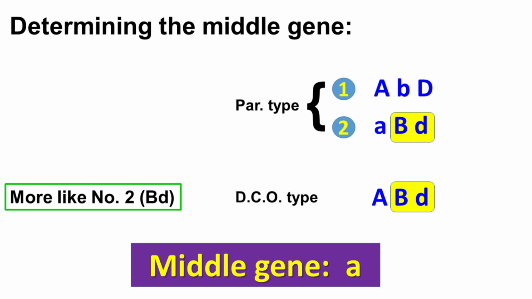By comparing the double crossover type with the parental type, it's clear that it is more similar to chromosome 2, as genes B and D are the same, while gene A has changed. As a result, gene A is the middle gene. From now on, in the parents and single crossovers, gene A will be placed in the middle.